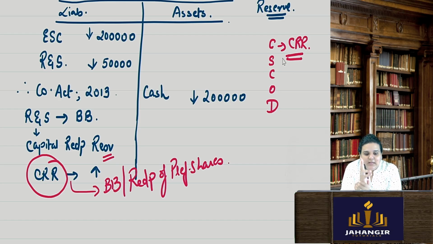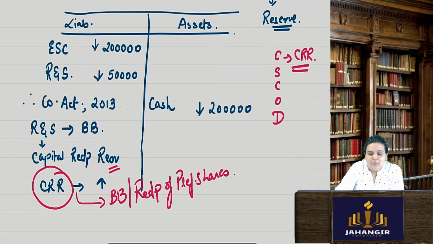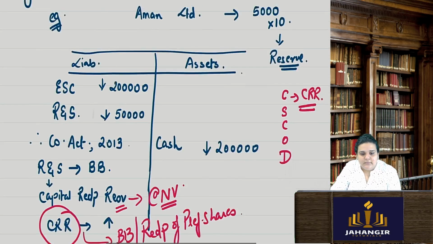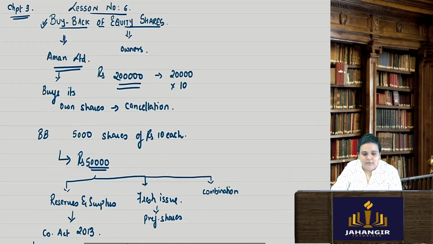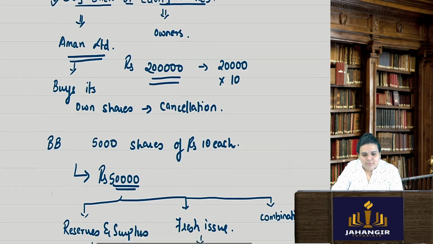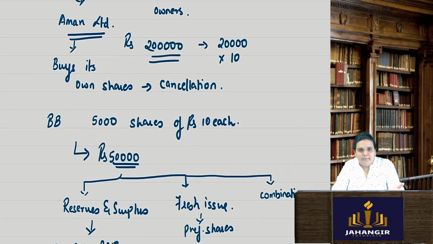So this is how, when you do buyback with the help of reserves, you have to transfer that amount to a capital redemption reserve at nominal value. That you will understand as and when we do a sum. Once again, coming quickly, I will then show you the journal entries. We are doing buyback of equity shares. Buyback means when the company buys its own shares from the shareholders for the purpose of immediate cancellation.